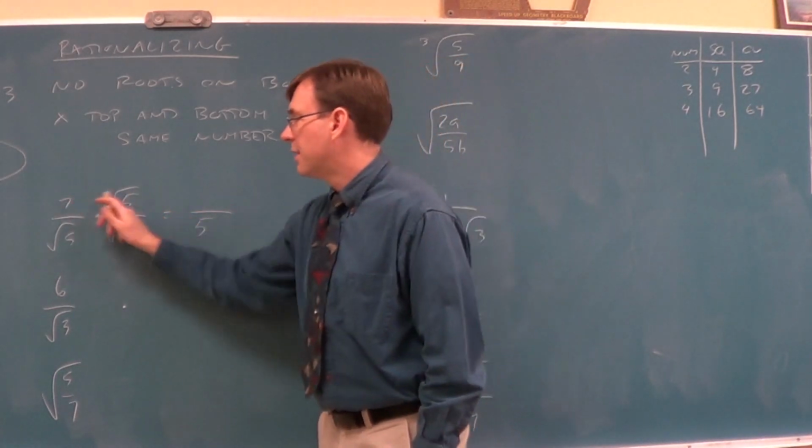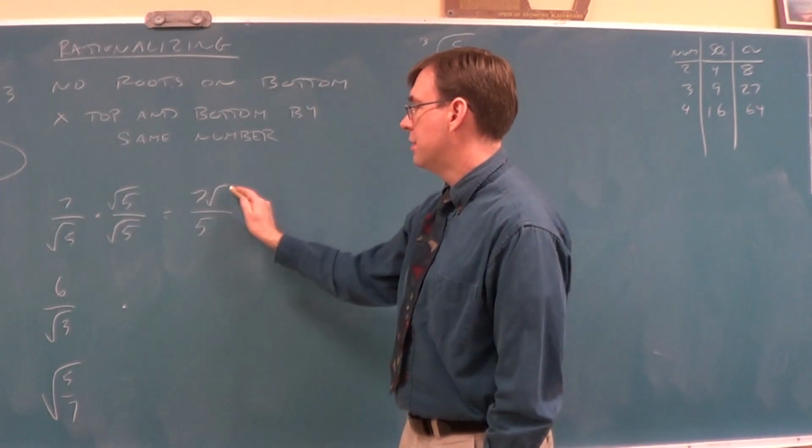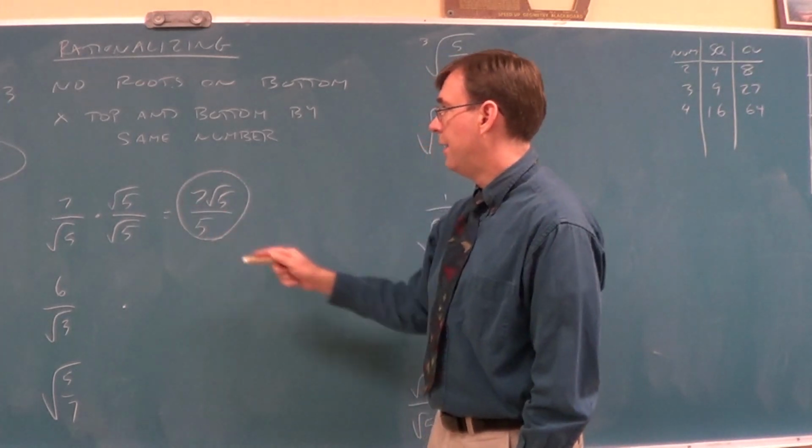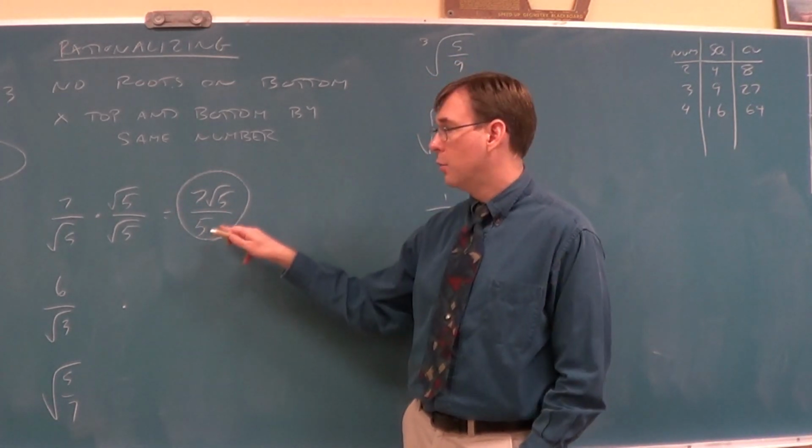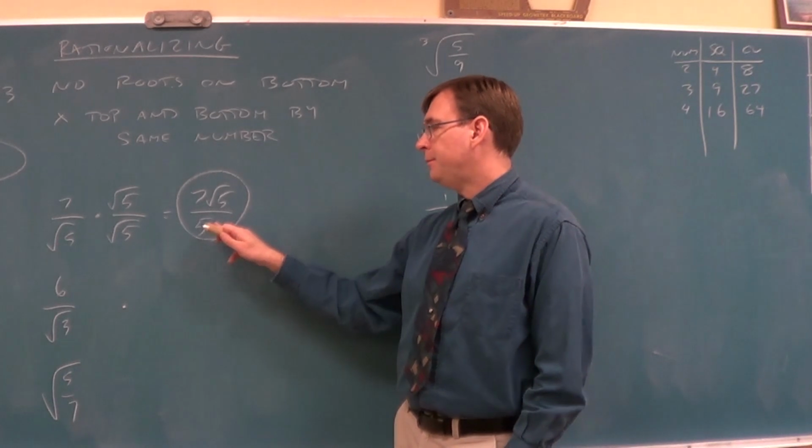On the top, these are different kinds of numbers. The best you can do there is to have 7 root 5, and that's called a rationalized denominator. We don't have a root on the bottom anymore.